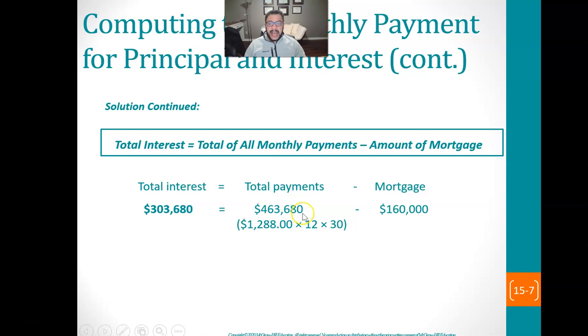$463,680. But we only borrowed $160,000. So we're paying back what we borrowed, and all of the extra is interest. So when you borrow $160,000 over the course of 30 years at 9%, you end up paying back the $160,000 plus $303,000. So you more than twice pay for that house, which is crazy, right? So that's the total interest.